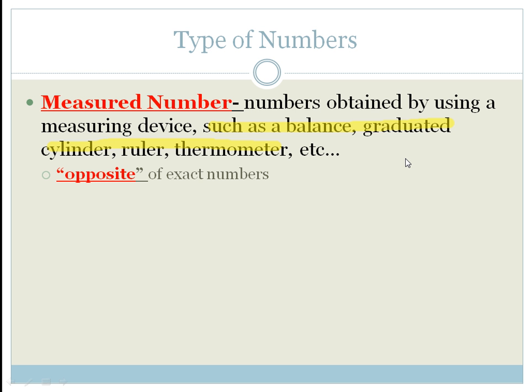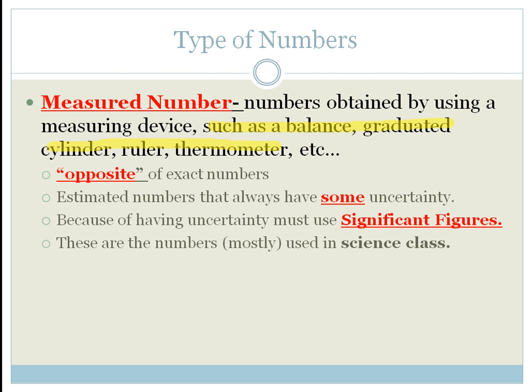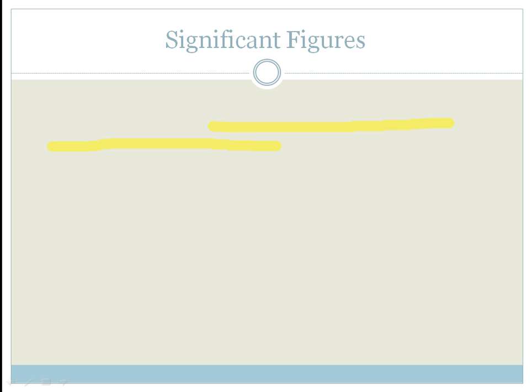So if I go home and I step on my scale and it says 150.5 pounds, that does not mean I'm exactly 150.5 pounds. That could be 150.51. That could be 150.48. Alright, it's not an exact number. Because of that, there's always some uncertainty. The number's being estimated. And because of this uncertainty, we have to use significant figures, and these are the numbers mostly used in science class.